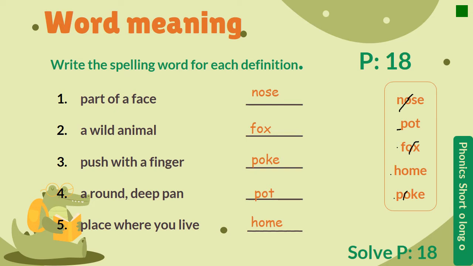Number 4, a round, deep pan used for cooking or frying. It's the word pot. Number 5, place where you live. You live at home, right? So home is a place where you live.